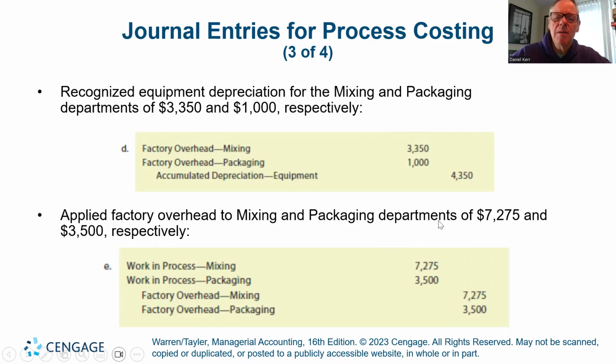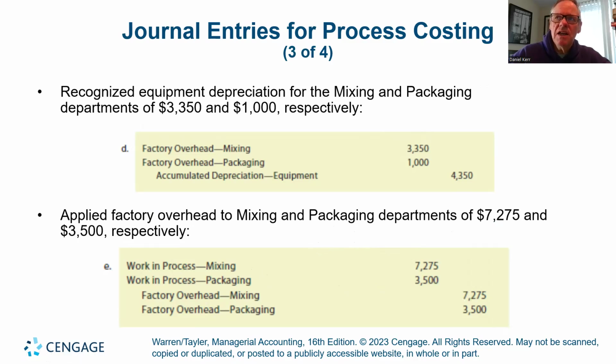And we're not going to ask you to do the computations here. We give you the numbers. So mixing was 7,275, and packaging was 3,500. So as we apply factory overhead to the departments here on the process costing, we debit work in process mixing, we debit work in process packaging. And notice we had maintained two separate overhead accounts. So we had credit factory overhead mixing and factory overhead packaging.